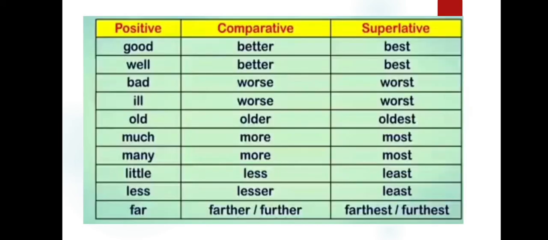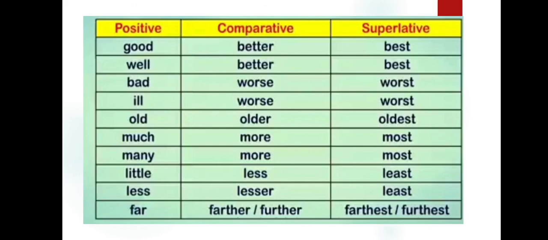Here are some of the adjectives that are irregular in form: good, better, best; well, better, best; bad, worse, worst; ill, worse, worst; old, older, oldest; much, more, most; many, more, most; little, less, least; less, lesser, least; far, farther or further; and the superlative will be farthest or furthest.